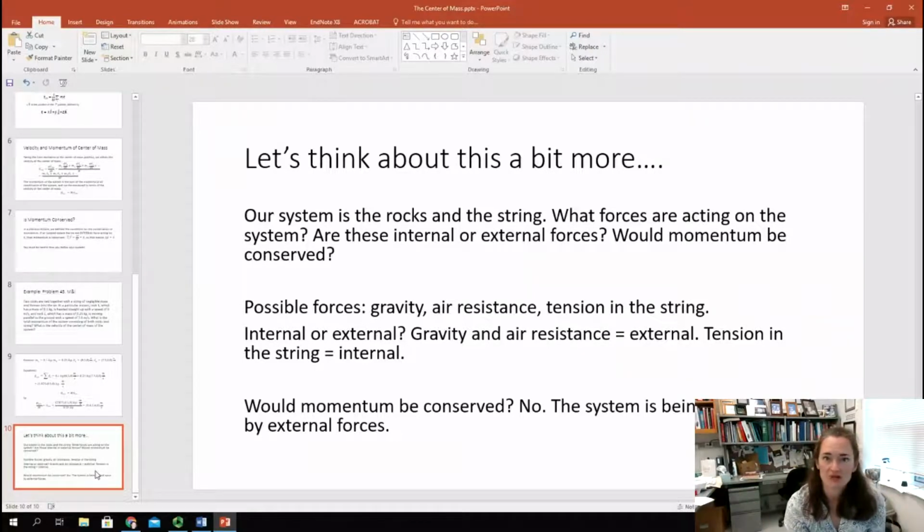Okay, so here's the question. Would momentum be conserved? No, right? Because there are external forces. Gravity and air resistance are external forces. And so, for that case, no momentum conservation.